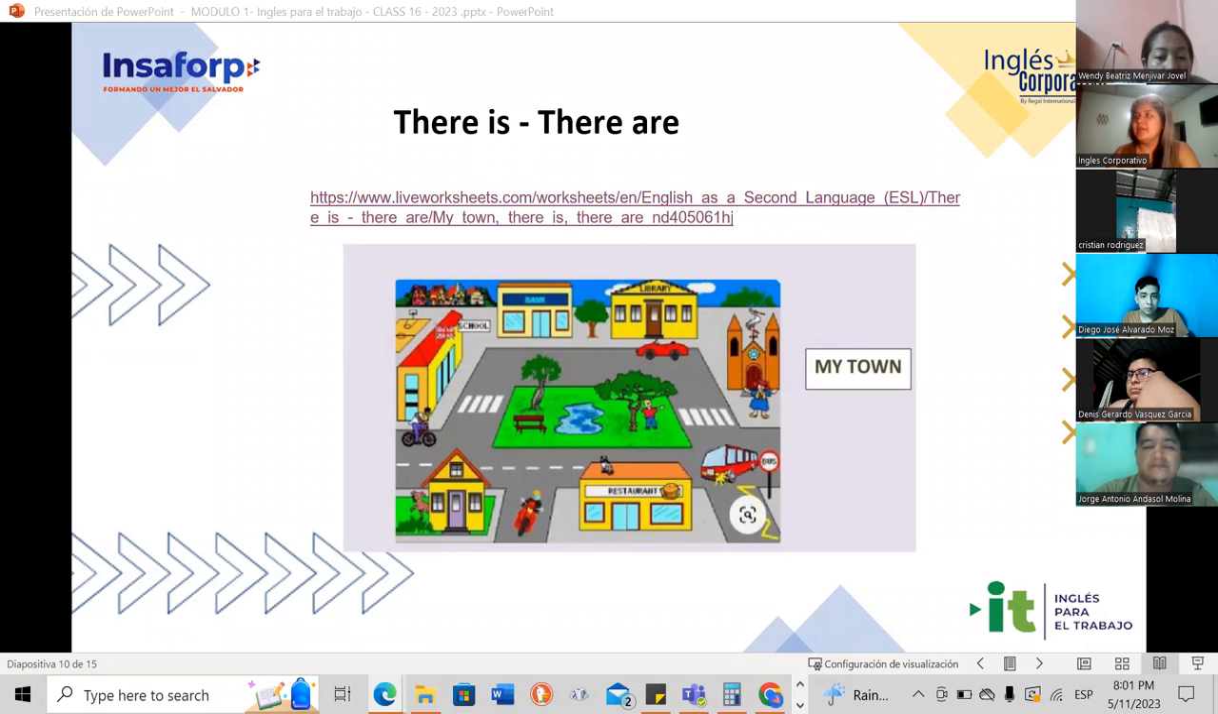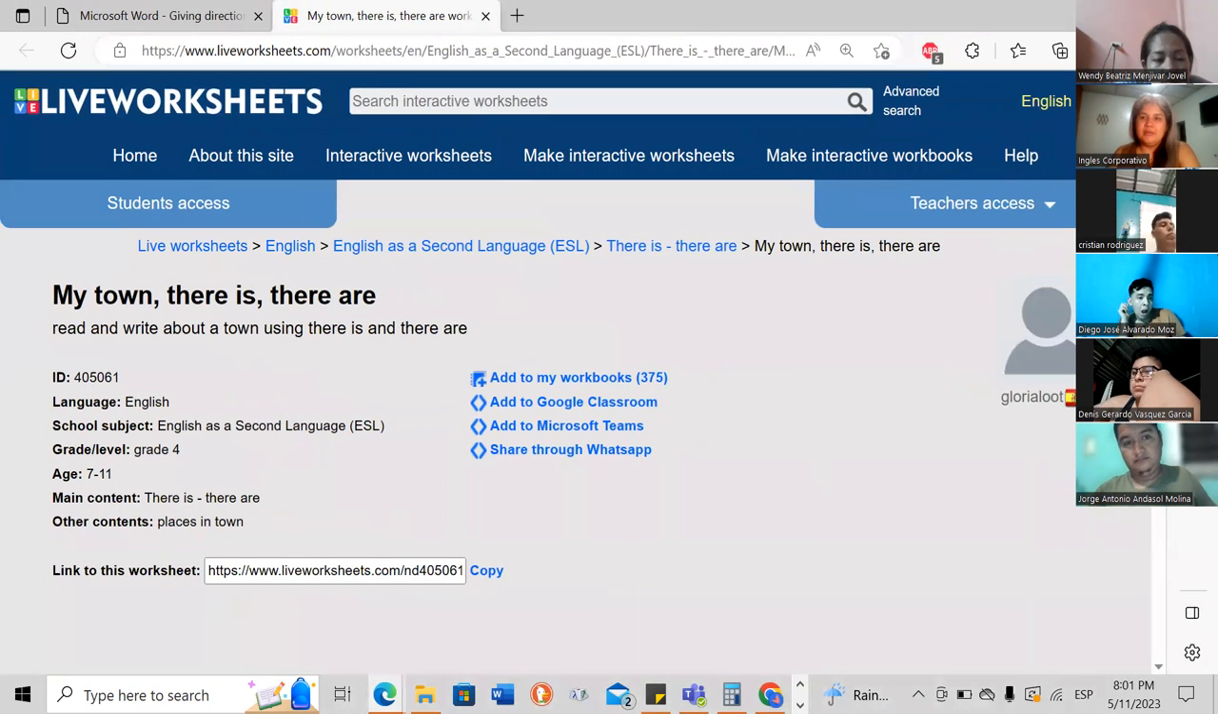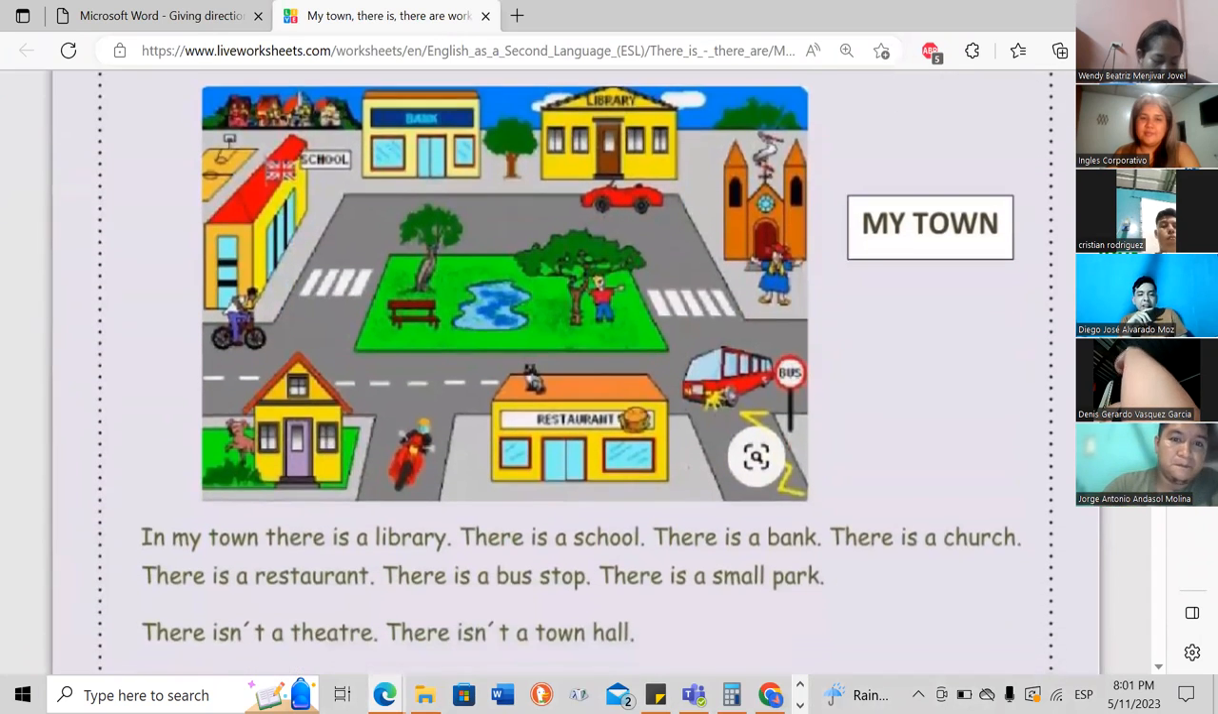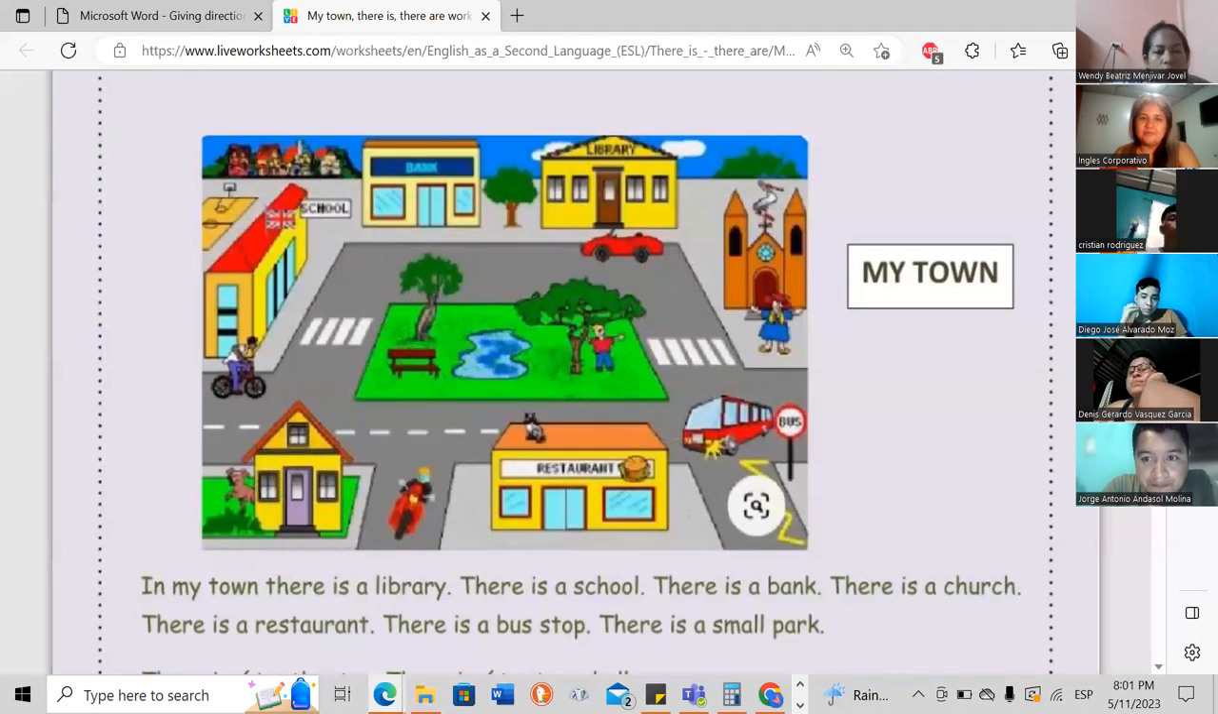Vamos a hacer otro ejercicio relacionado con mi ciudad, como mi pueblito, my town. Okay, in my town there is a library. Here is a library. There is a school. Here is the school. There is a bank. Here is the bank. There is a church. Here is the church. There is a restaurant. Restaurant here. There is a bus stop. Here is the bus stop. And there is a small park. Here is the park.